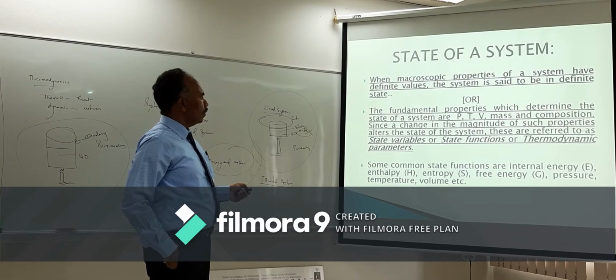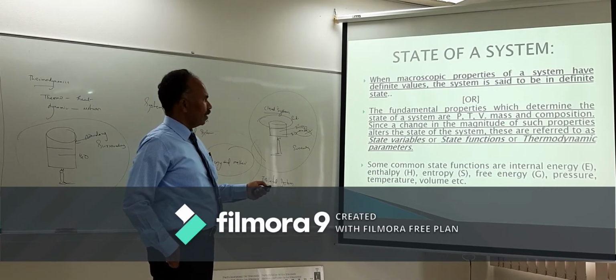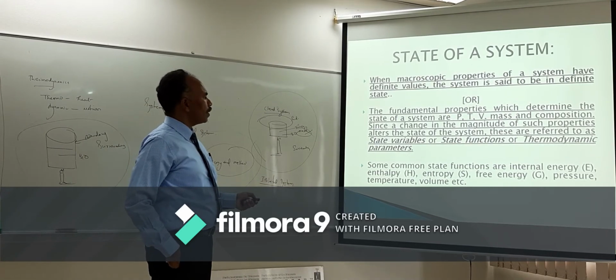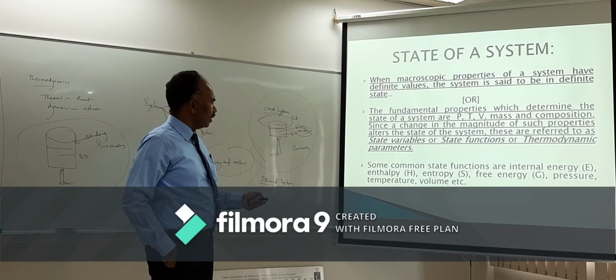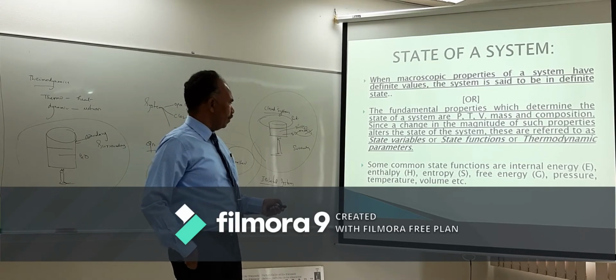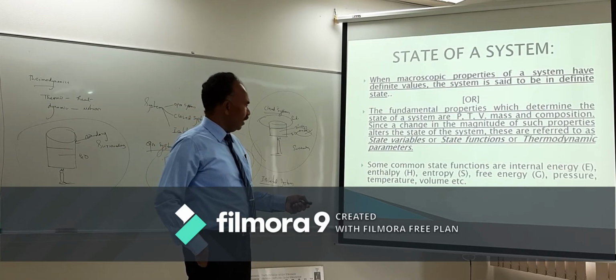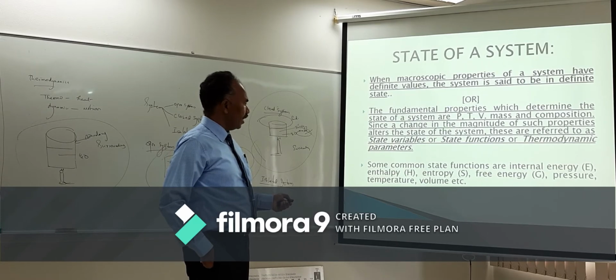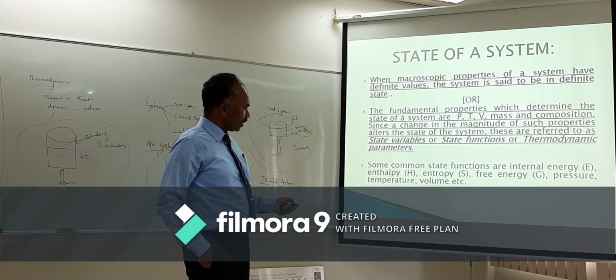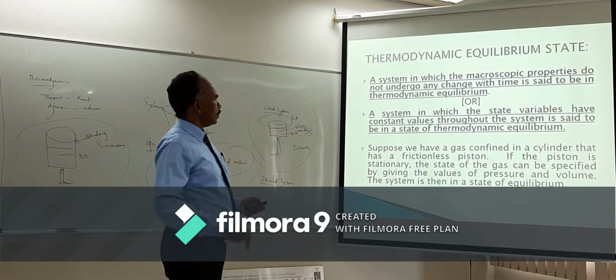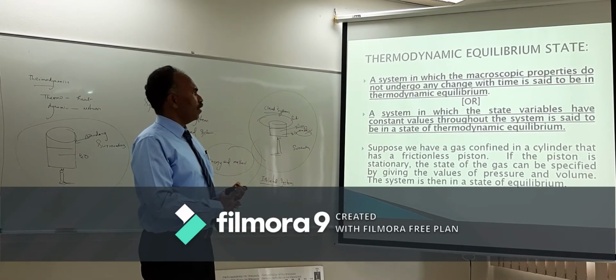So we must know which are state variables: pressure, temperature, volume, mass, composition. These are called state variables. Some common state functions are internal energy, enthalpy, entropy, free energy, pressure, temperature, volume. We know the symbols: pressure P, temperature T, volume V. The internal energy symbol is E, enthalpy is H, entropy is capital S, and free energy is capital G.